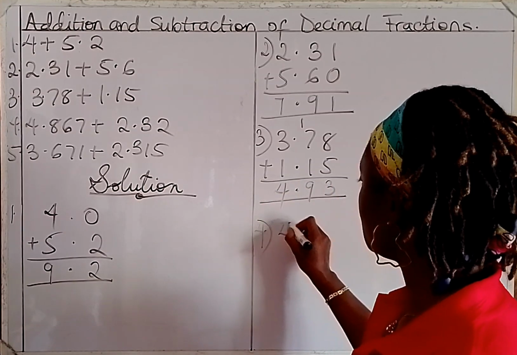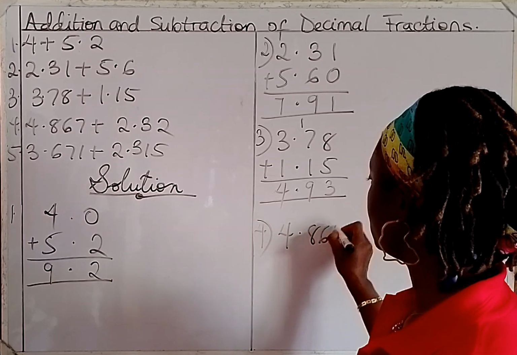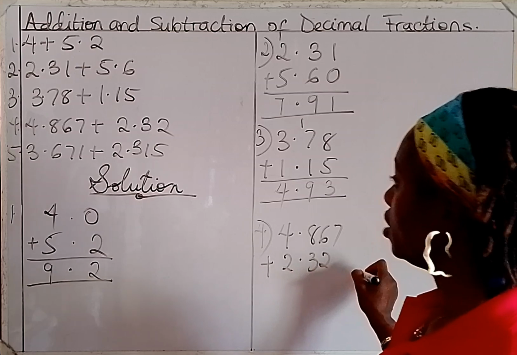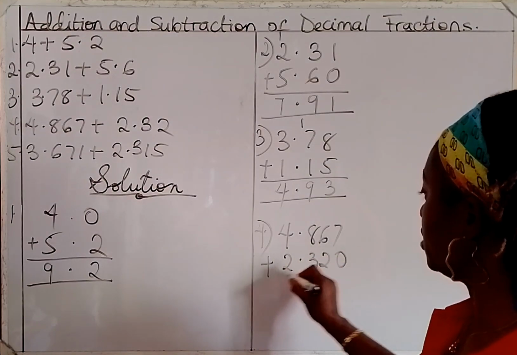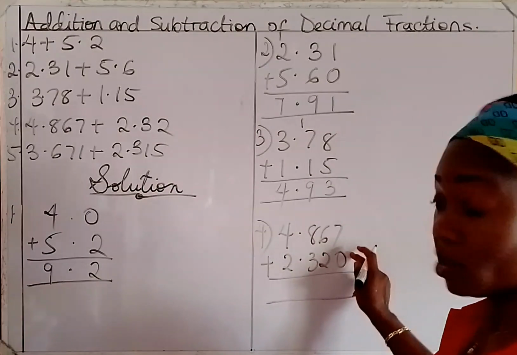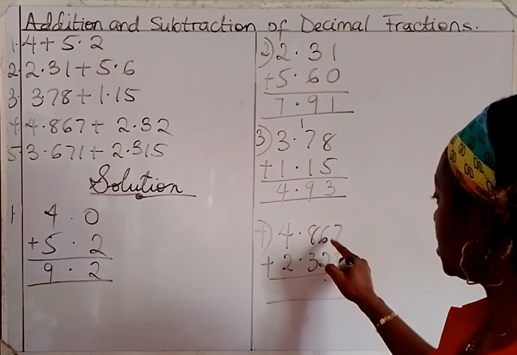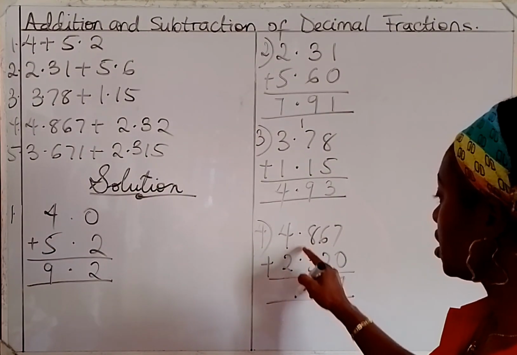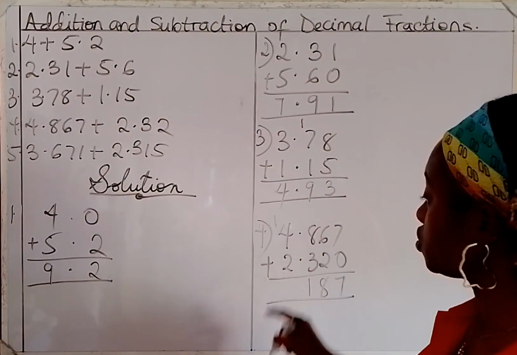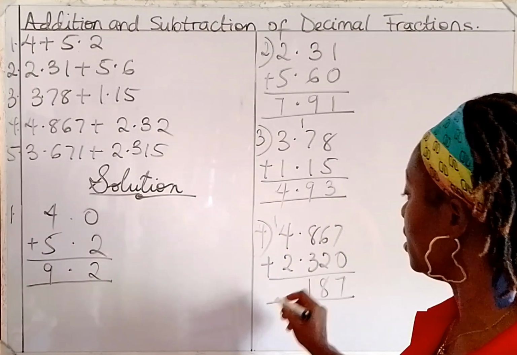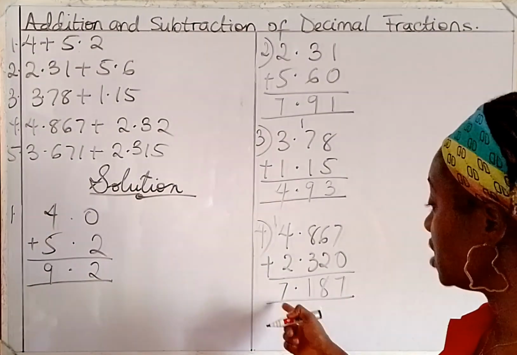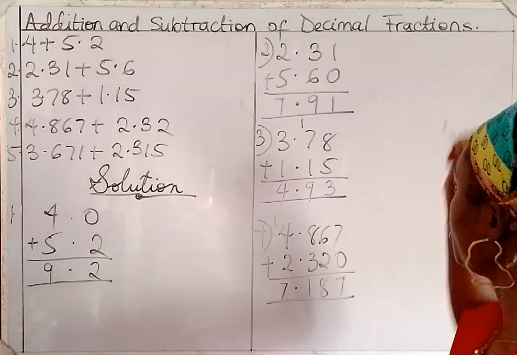Then question 4 says 4.867 plus 2.32. And of course, we add a 0 here to fill up the blank space. Then 7 plus 0 is 7. 6 plus 2 is 8. 8 plus 3 is 11. Write 1 and carry 1. 4 plus 2 is 6. And 6 plus 1 here is 7. And we'll put our decimal between 7 and 1. That makes it 7.187. Good.